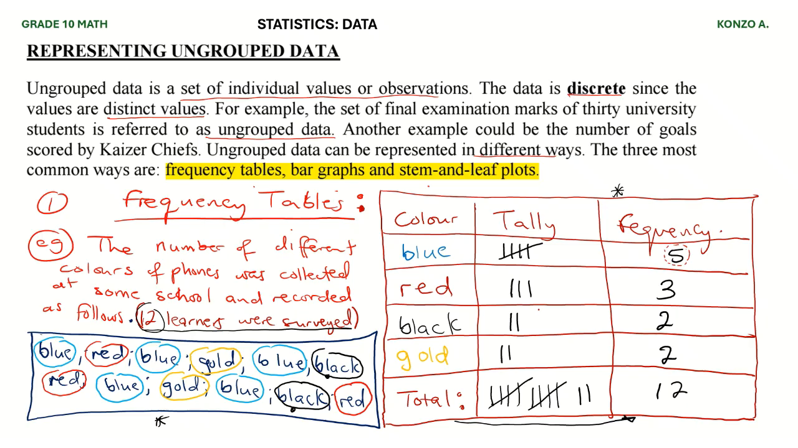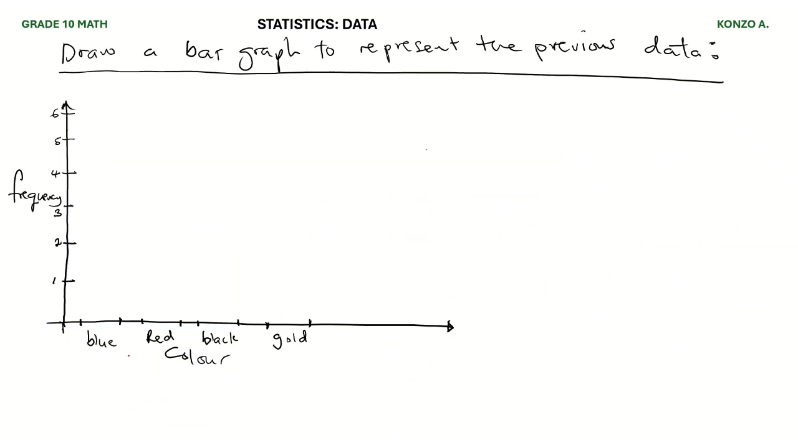To draw a bar graph, we need the information from the frequency, and we need the information about whatever it is we're studying, so that is color. So our x-axis will be color, the first column. Now the y-axis is frequency. We do not use the tally column to draw a bar graph. That will not be practical. So we use these two. Down over here, I've already labeled for you blue, red, black, and gold, and I've also set up a scale for frequency on the y-axis. All right, there you go.